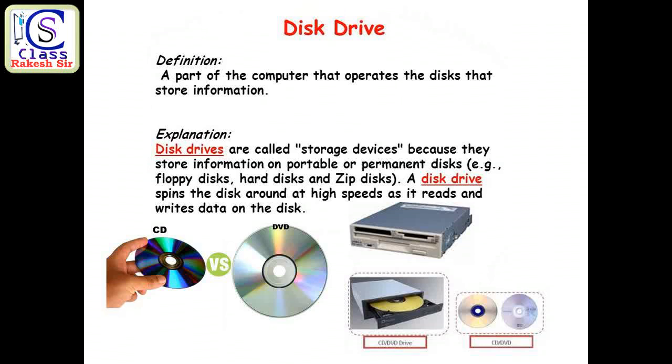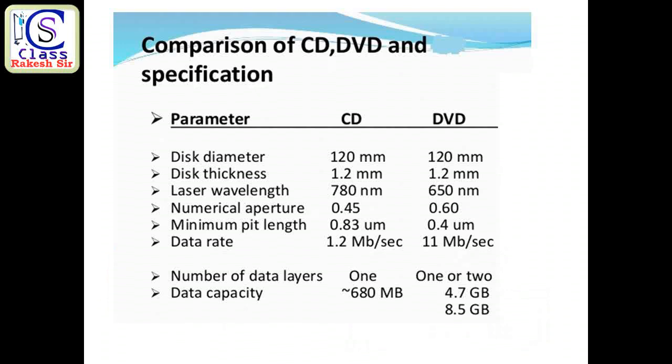In your computer system, disk drives are called storage devices because they store information on portable or permanent disks. It means you store your information for a permanent time. So you can say disk drives are used to store information permanently. This is a secondary storage device. Now I am going to explain the different disk drives.